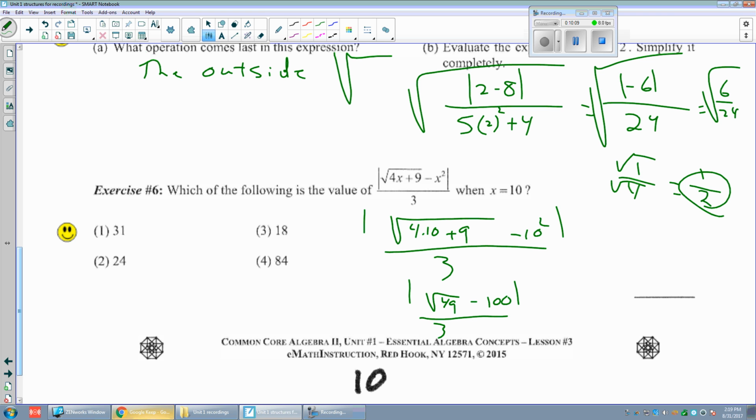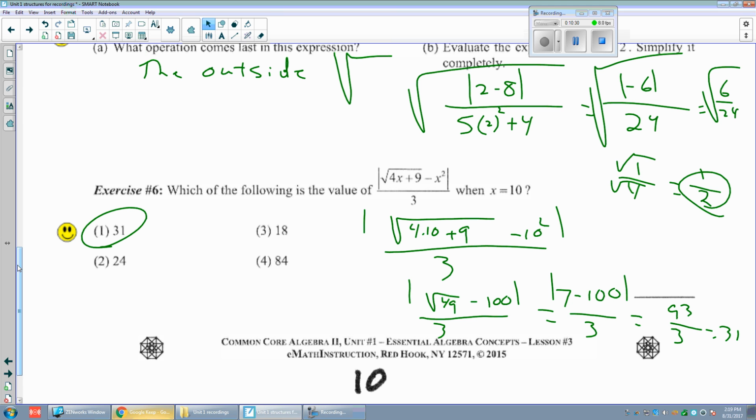Then just take the absolute value of what's on top. 7 minus 100 all over 3. Take the absolute value of just what's on top. That's 93 over 3 absolute value, which happens to be 31. The answer is there.